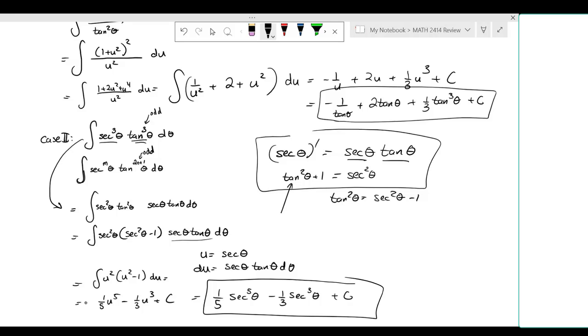Oh, I guess in all other cases, if you're not sure what to do, you can always think about rewriting everything in terms of sine and cosine. I can bring my example for that, so look it up.